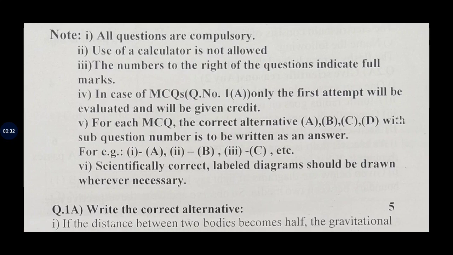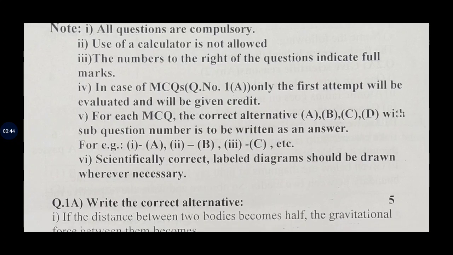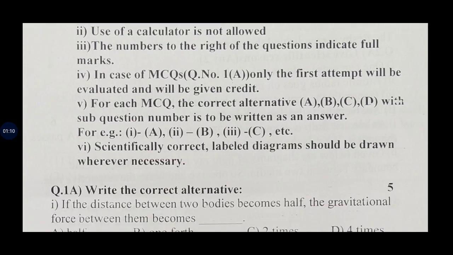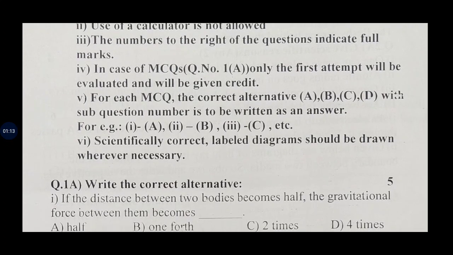Fourth one, in case of MCQs, question number 1A, only the first attempt will be evaluated and given credit. For each MCQ, the correct alternatives A, B, C, D with sub-question numbers are to be written as the answer. For example, if the first option's correct answer is A, only write first A. If the second option's correct answer is B, write only second B. Third C, like that, etc. A scientifically correct labeled diagram should be drawn whenever necessary.